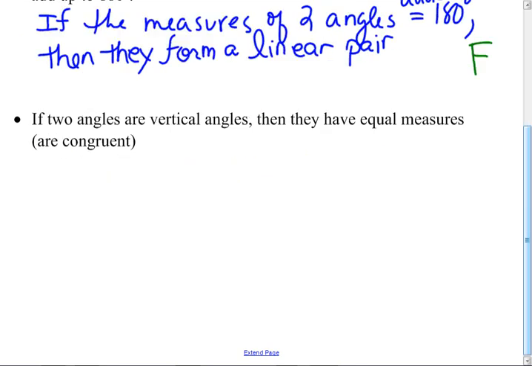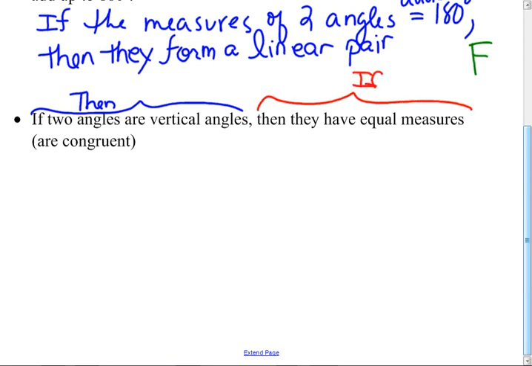Okay, can you guys do this one? If two angles are vertical angles, this is our hypothesis. This is what we want for the then. And this is what we want for the if. But you can't use the word they. You're going to have to be specific. What does they refer to? I'll give you a chance to try it, and then I'll write it. Or have you already done it?